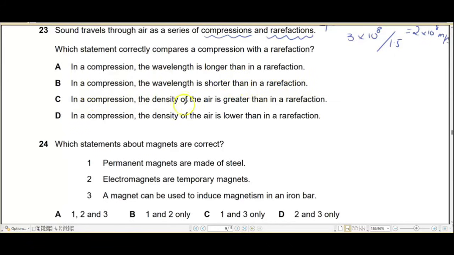C, in a compression, the density of the air is greater than in the rarefaction. D, in a compression, the density of air is lower than in the rarefaction. Okay, now coming to statements A and B, in a compression, the wavelength is longer than in a rarefaction.